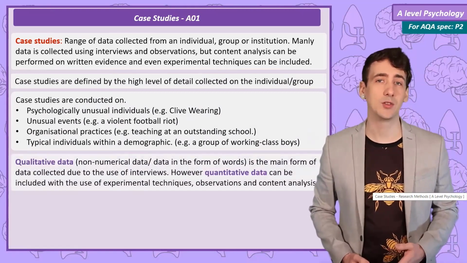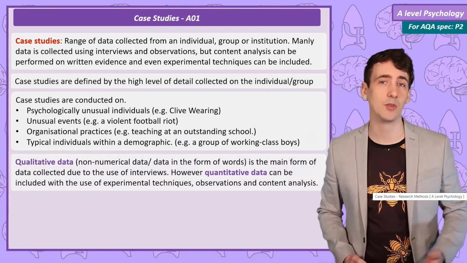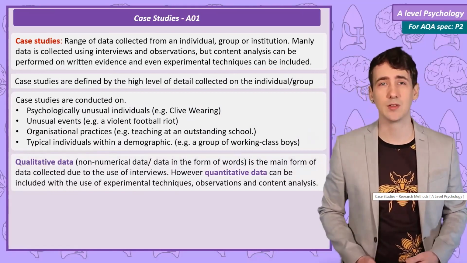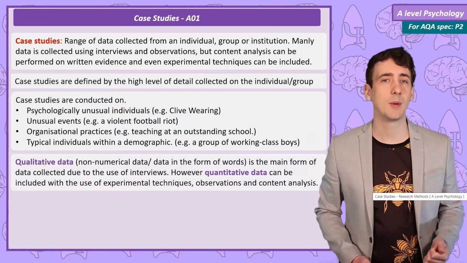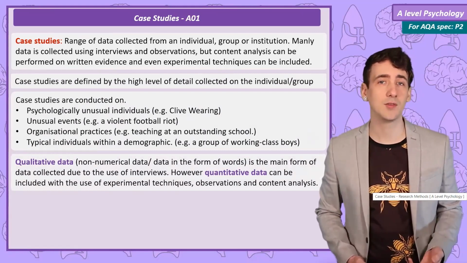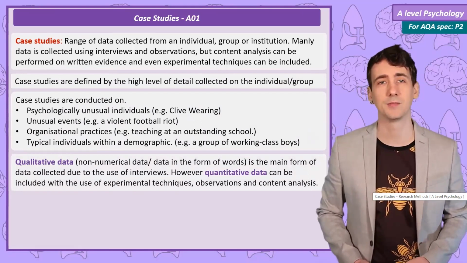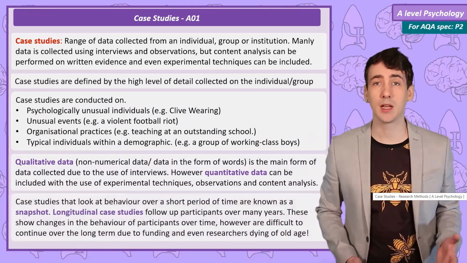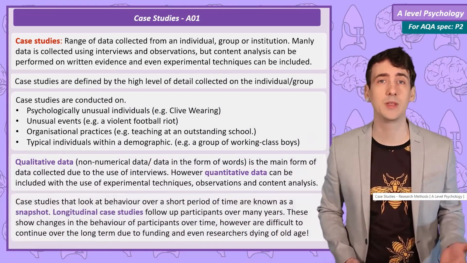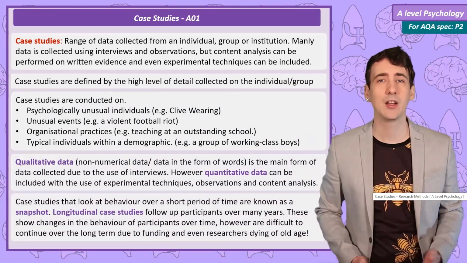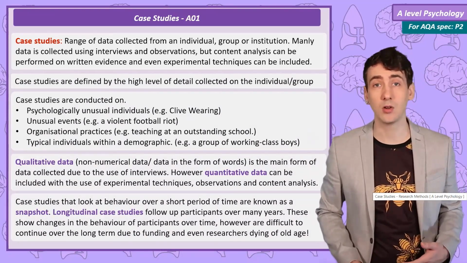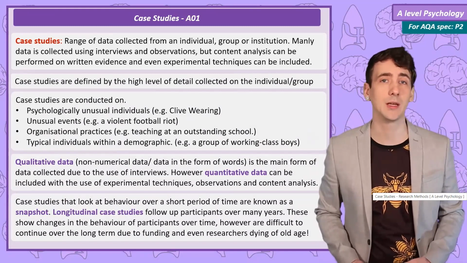The type of data collected is usually qualitative, information in the form of words, because of the use of interviews. But when the researchers include experimental techniques, quantitative data in the form of numbers can be used to back up qualitative findings. The duration of a case study can be a couple of hours, a few days, or years to decades. A short case study is called a snapshot, and a long case study is called a longitudinal study.